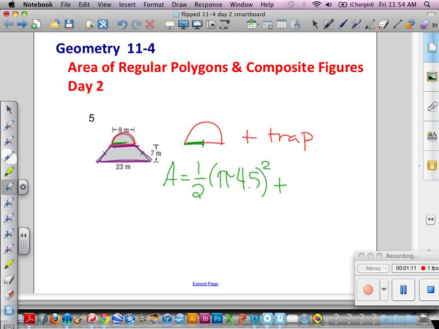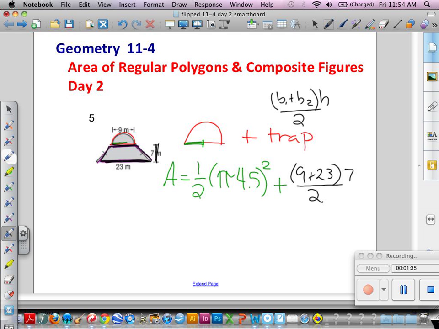and then I need to do my trapezoid. Here's my trapezoid. I need to do my base 1 plus base 2, multiply times my height, and then divide by 2. And my bases are 9 and 23. So I'm going to go 9 plus 23. This is the height, which is 7. And I'm going to divide by 2.